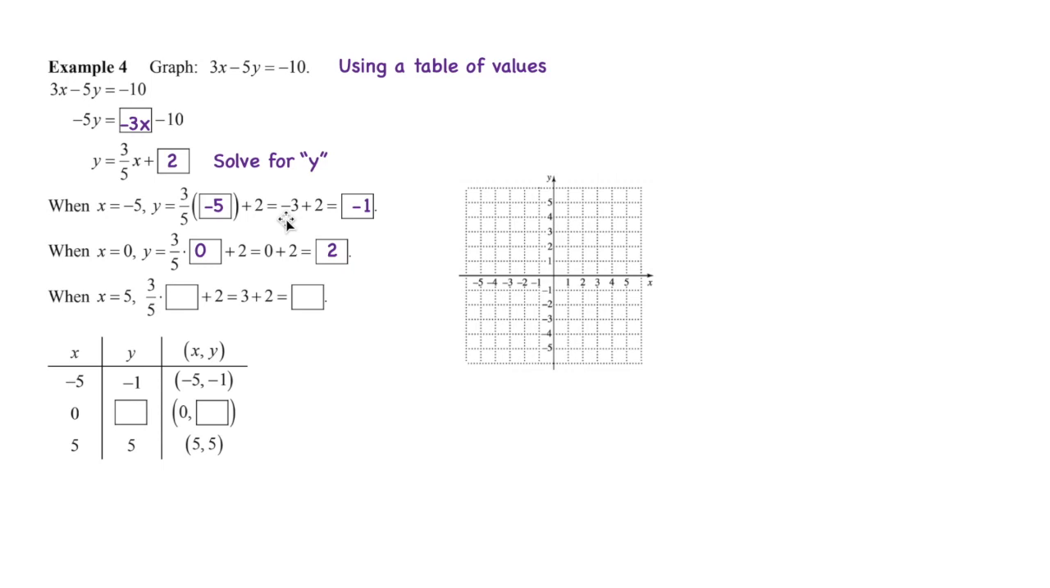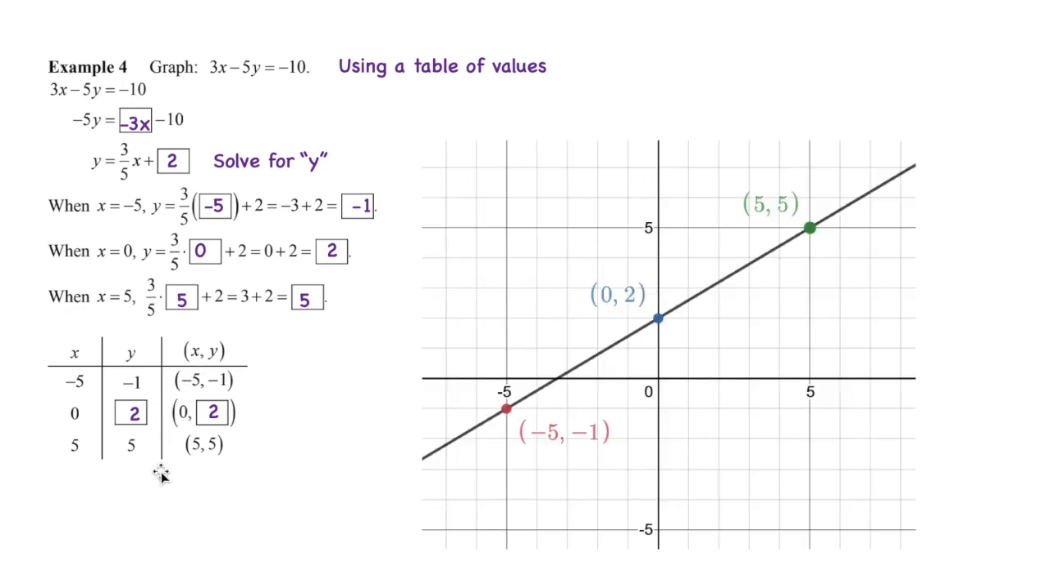And finally, let's plug in 5, or substitute 5 in for x. 3/5 times 5 plus 2. Here my 5's cancel, leaving us with 3 plus 2, or 5 itself. We now can fill in our table, and we have 3 values with which we can plot on our graph. I've plotted negative 5, negative 1, 0, 2, and the point 5, 5. Notice they create a nice straight line, and I use Desmos.com to help me.